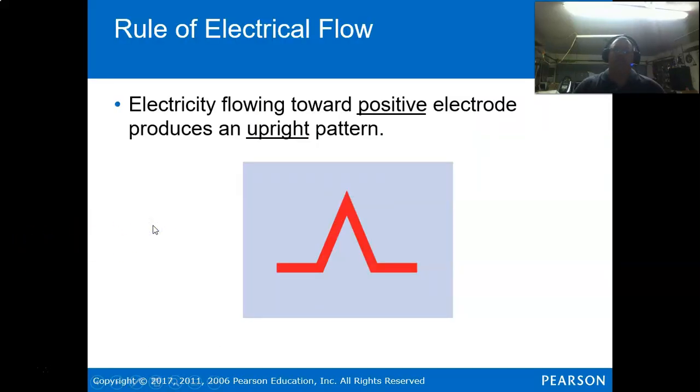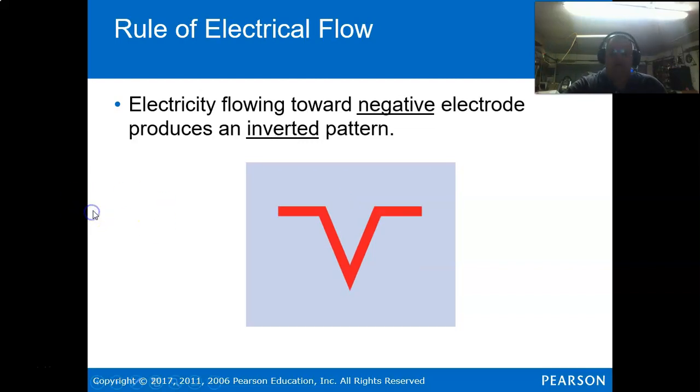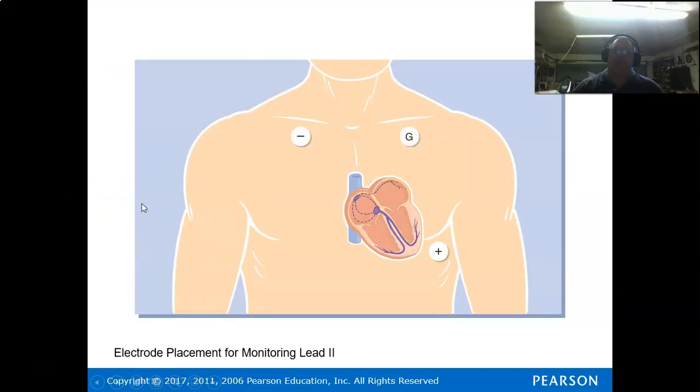So again, if it's flowing towards the positive electrode, it's going to be upright. If you're a positive person, you're upbeat. That's the way I remember it. And if you're a negative person, you're downbeat, right? So you're going down. If you can remember those two little principles, you're good.